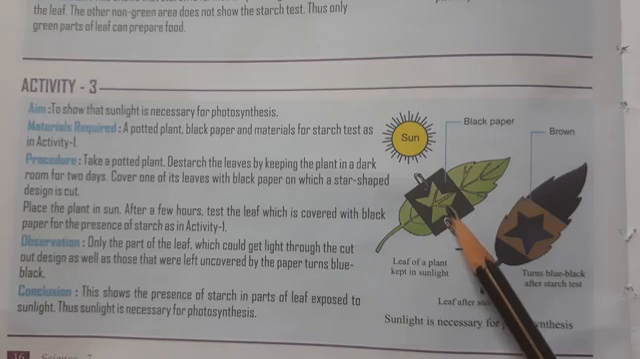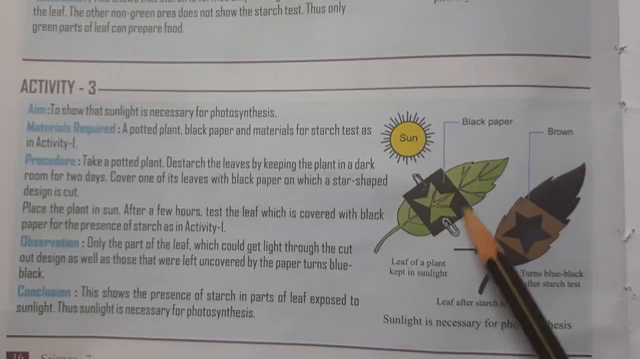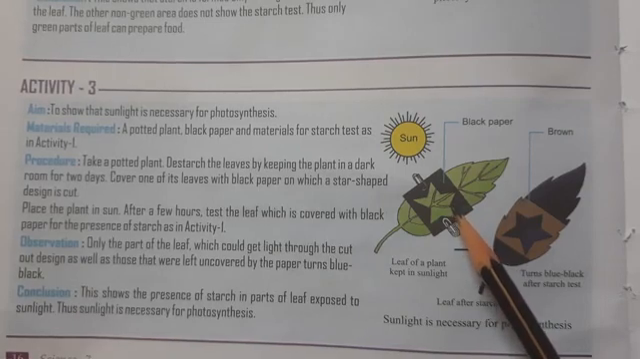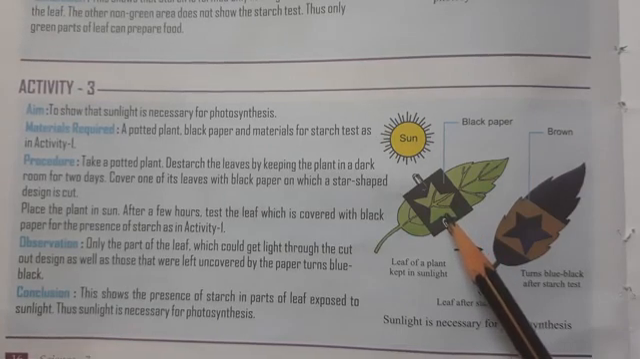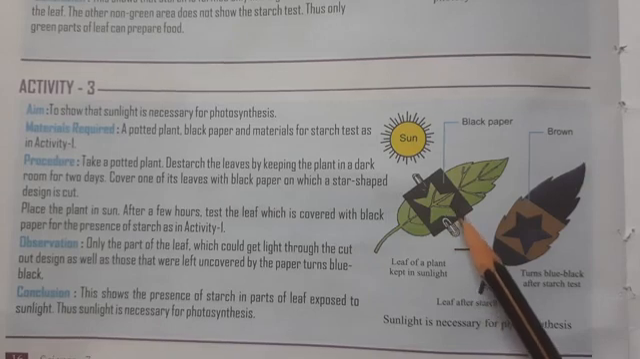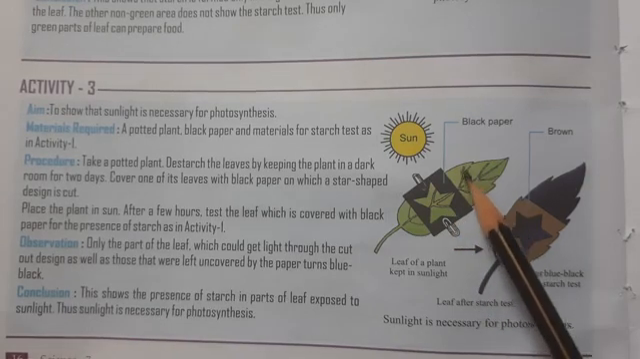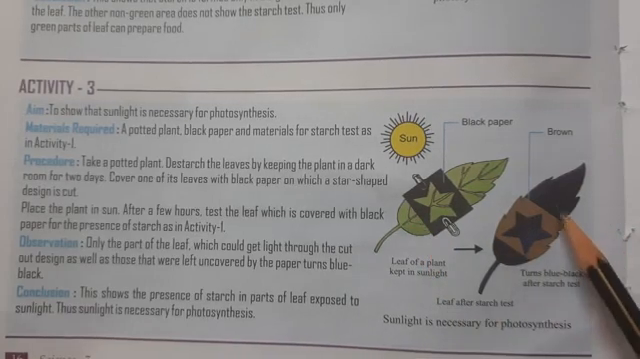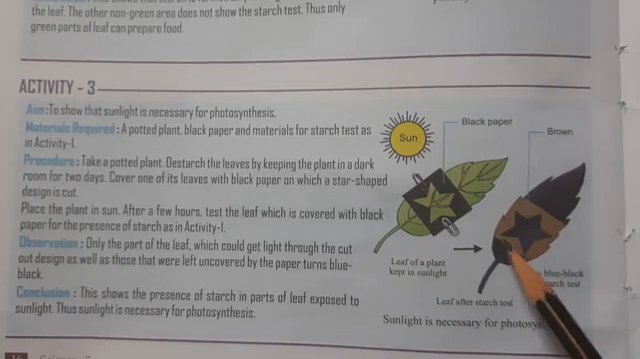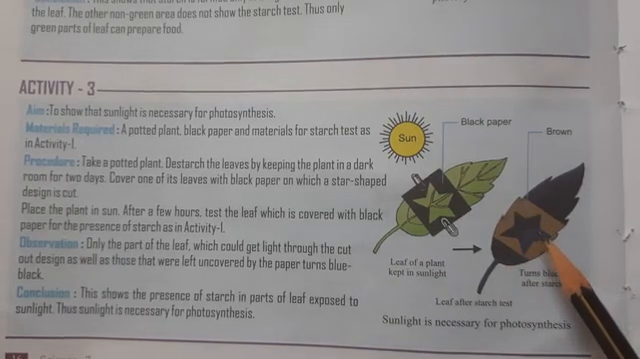After 2 days you place the plant in the sun, and after a few hours you have to test the leaf which is covered with the black paper for the presence of starch. You all know how to test the presence of starch by putting iodine solution. When you put the iodine solution, only the part of the leaf which could get light, that means this part, will turn blue-black. And the rest of the part which was covered with the black paper will not turn blue-black.